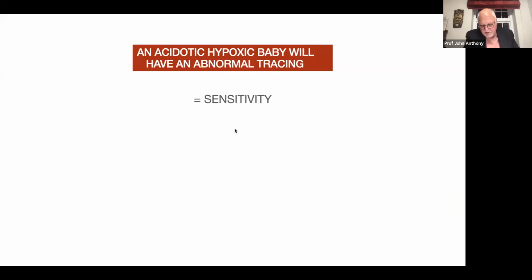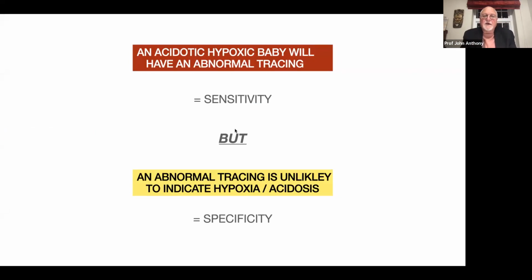And that's the issue of sensitivity. So CTGs, abnormal CTGs, are a sensitive marker of the acidotic hypoxic baby. However, an abnormal tracing, out of all the abnormal tracings we see, only a few are going to be attributable to hypoxia and acidosis. And this is the issue of specificity. So I want to bring it back to the fact that what we are saying is that the CTG tracings are a sensitive but non-specific marker of fetal hypoxia.